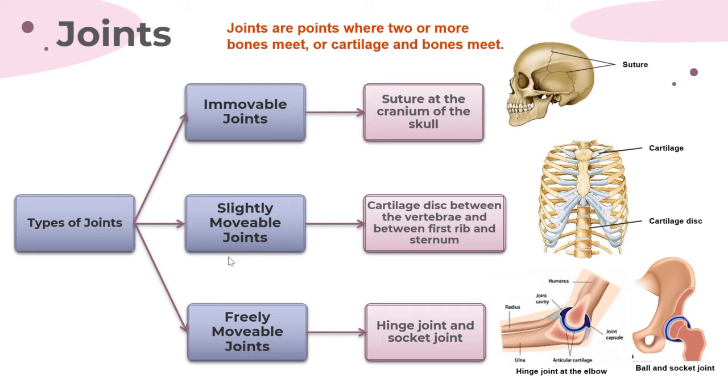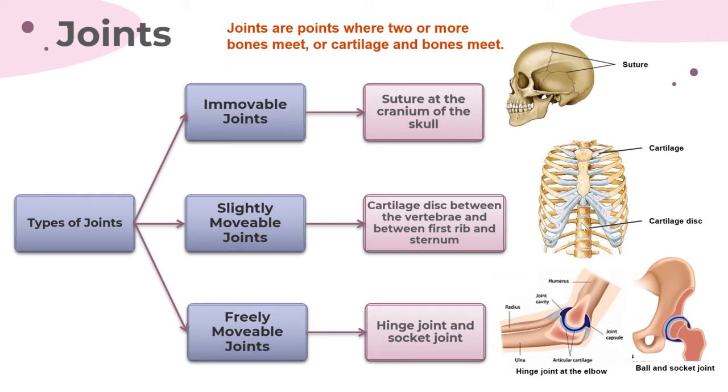Next we go to the slightly movable joint. A slightly movable joint can move, but only slightly. Examples are the cartilage discs between the vertebrae and between the first rib and the sternum. The cartilage disc here refers to a slightly movable joint. It can move but only slightly; it does not move freely.